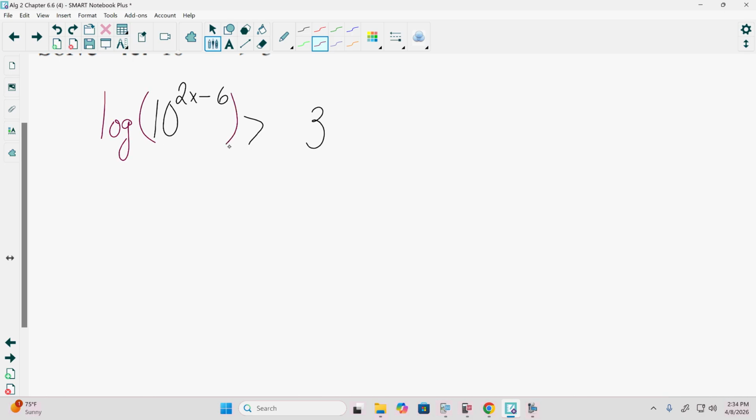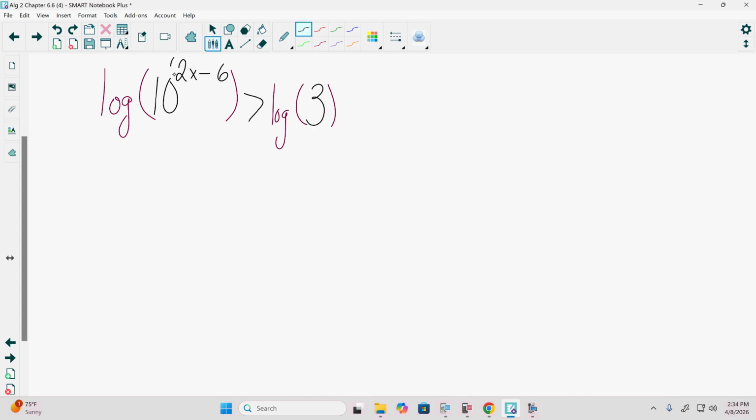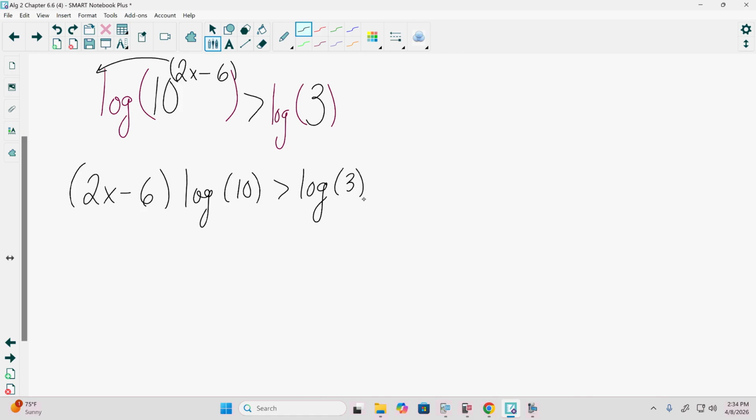Because the base is not e, we would use log. What base do we want? 10, yes? It's just log. I don't have to write it because it's understood to be 10. The reason we do this is so that we can move the exponent to the front and get that variable out of the exponent, telling us that 2x minus 6 times log of 10 is greater than log of 3.